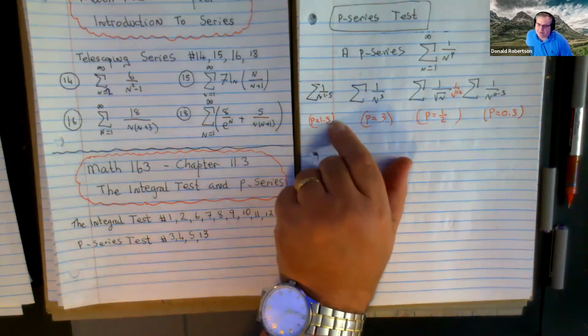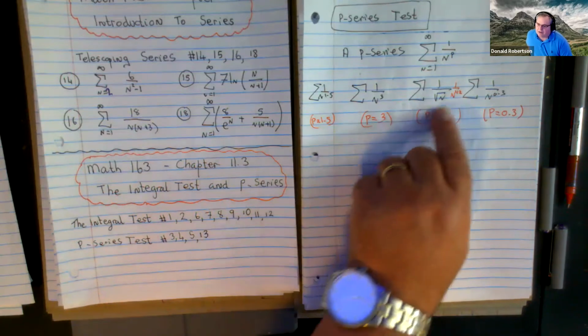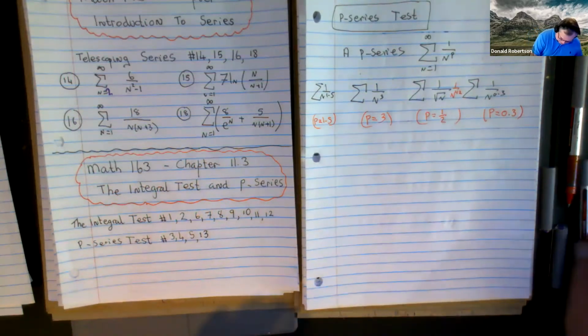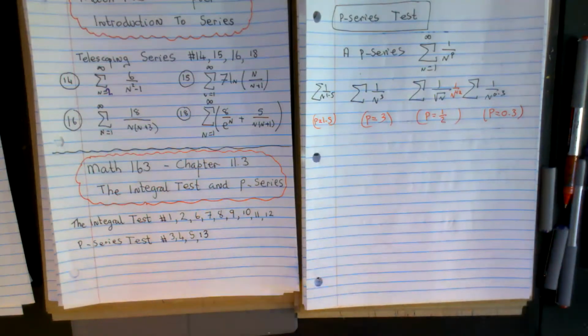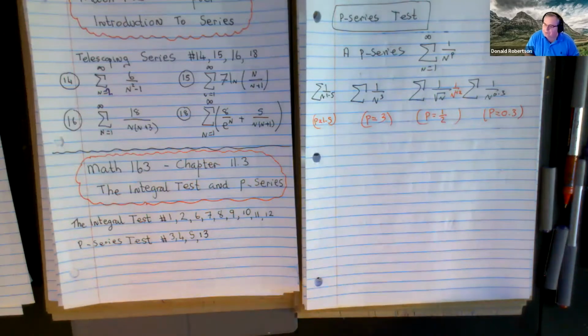Do you see the pattern here, right? Whatever that power is, that's the p-series. If that's a 3, it's a 3. If that's a half, it's a half. Now, why do they call it a p-series? Because it's a power. The p is for power.